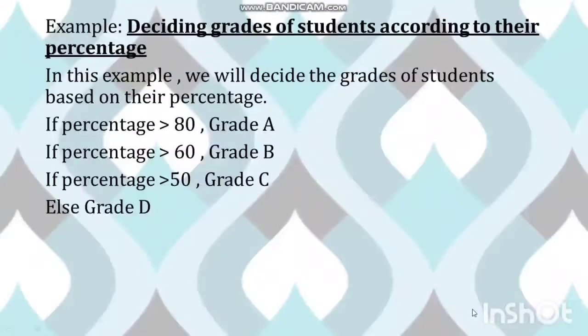Let's just take another example to explain the selective workflow using a mathematical problem. Now here in this example, we are going to find out the grade of a student using their percentage. That is, if the percentage is greater than 80, the grade is going to be grade A, and if it is greater than 60, it is going to be grade B, and if it is greater than 50, it is going to be grade C, and otherwise if it is less than 50, it is going to be grade D. If it doesn't come under these three categories, definitely it is going to be grade D.